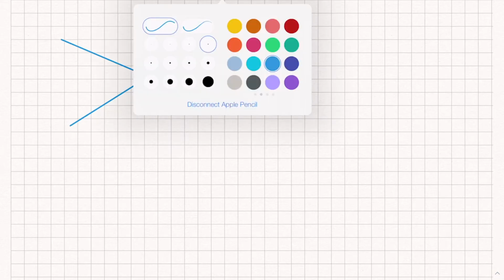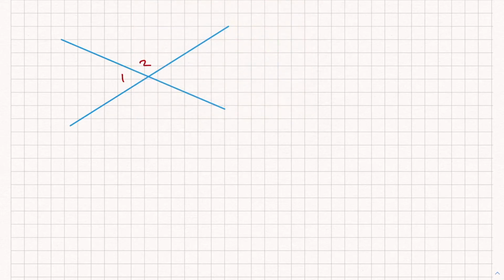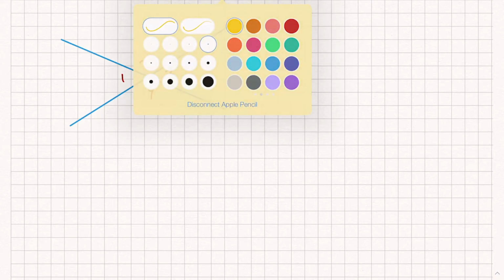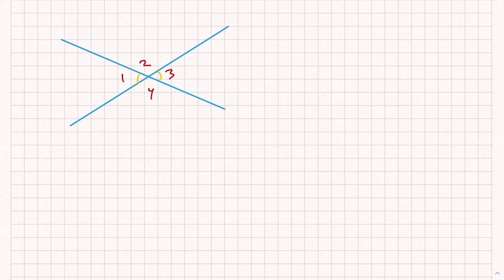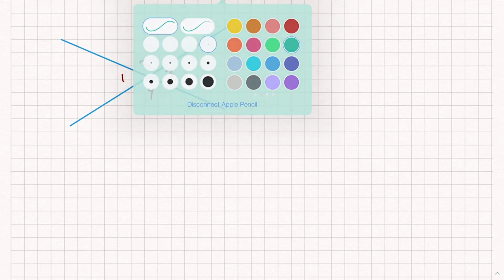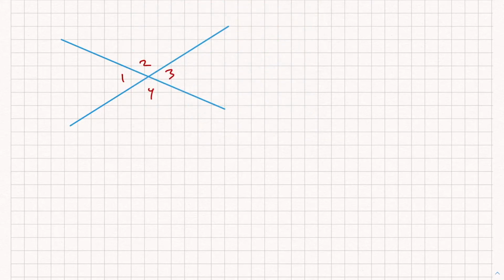So let's make it as simple as possible and just draw 2 intersecting lines like that. Okay, and I will just name these angle 1, 2, 3, and 4. So from what we already learned, angle 1 and 3 are supposed to be vertical and they're supposed to be congruent, but we're going to go ahead and try to prove that right now. So let's just say that angle 1 is 60 degrees, right?